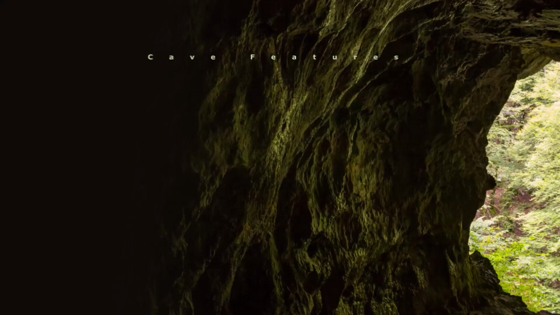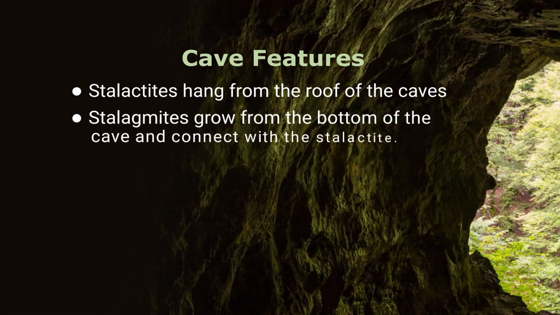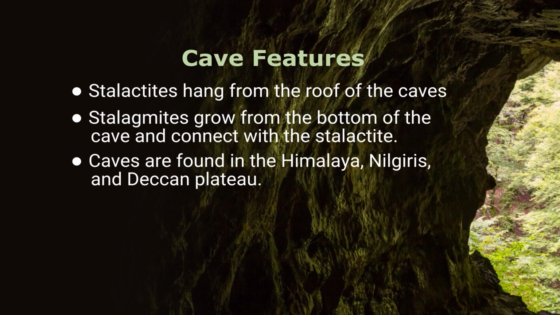Then we go to the caves. What happens in the caves? In caves, you have stalactites, which hang from the roof of the cave. The stalagmites grow from the bottom of the cave and connect with the stalactites. Caves are found in plenty in the Himalaya, in the Nilgiris, in the Deccan Plateau and other places. There are many caves in the Nilgiris also.